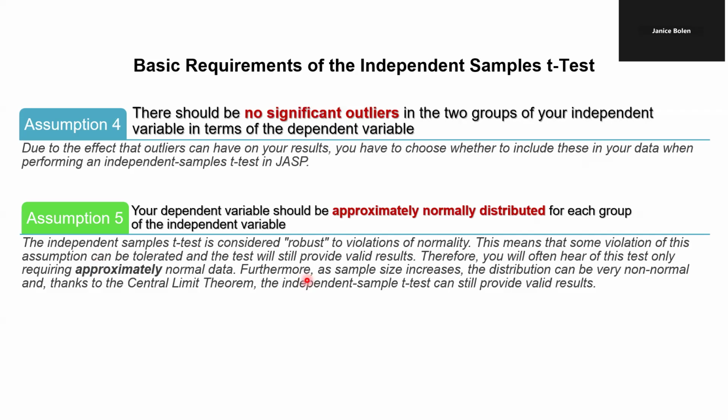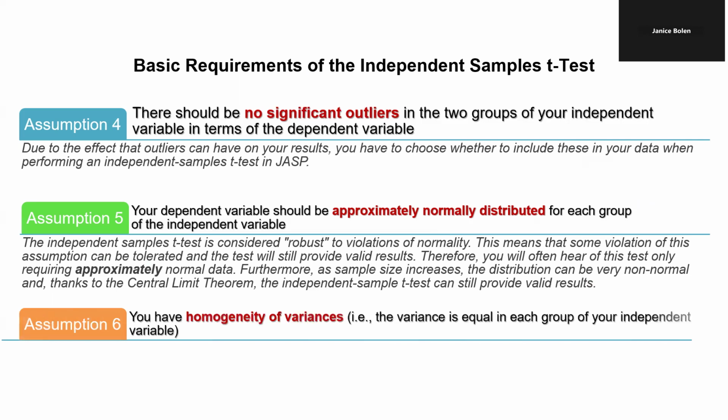Furthermore, keep in mind that as sample size increases, the distribution can be very non-normal. Hence, we invoke the central limit theorem, so that the independent samples t-test can still provide valid results, especially if you have computed for or met the minimum sample size required for your data, and we are simply approximating the normality of your distribution.